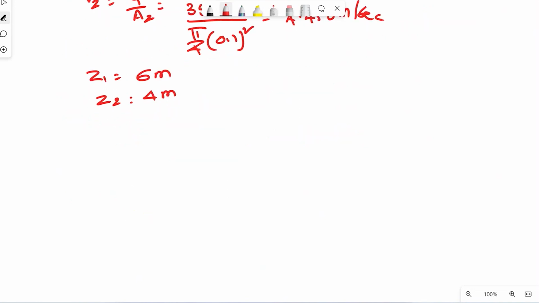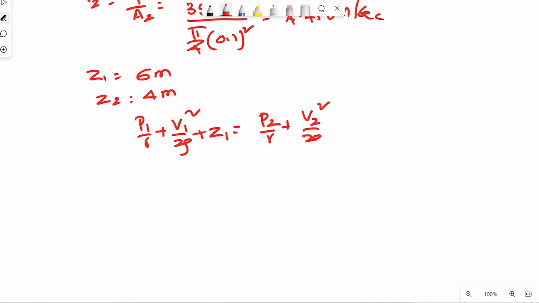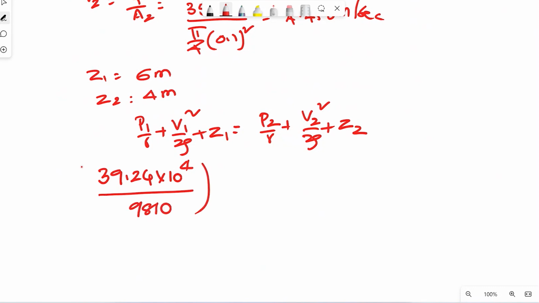Now apply Bernoulli's equation. Bernoulli's equation is what? P1 by gamma plus V1 squared by 2G plus Z1 is equal to P2 by gamma plus V2 squared by 2G plus Z2. This is the Bernoulli's equation. So now what is P1 by gamma? P1 by gamma is equal to 39.24 into 10 to the power of 4, which we have already done, divided by gamma, which is 9810, right? Plus what is V1 actually? 1.114, V1 square by 2 into 9.81. This is next. Plus Z1, how much?